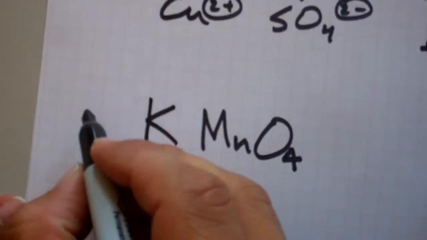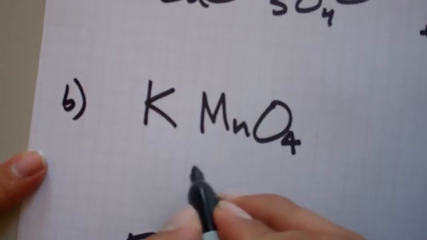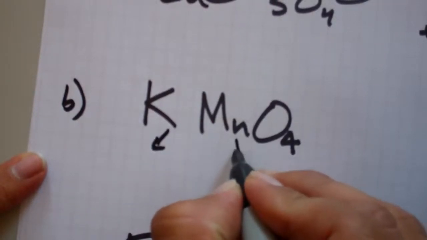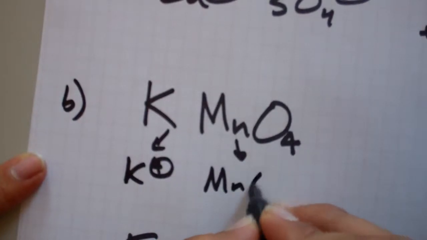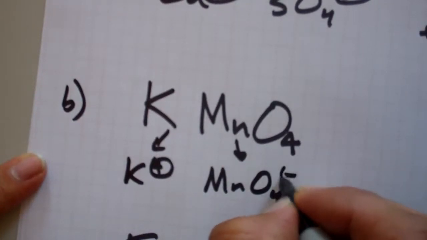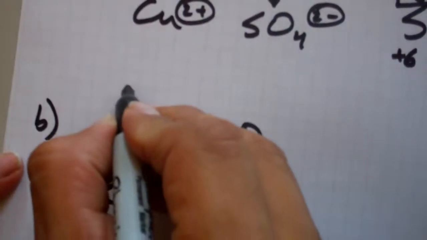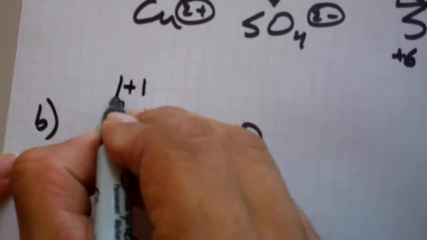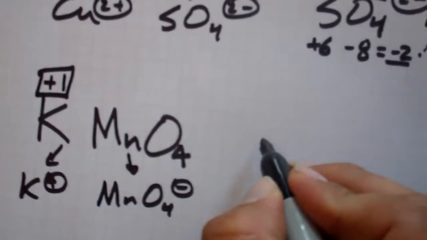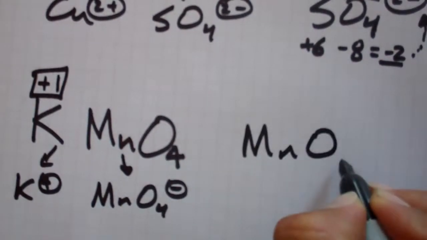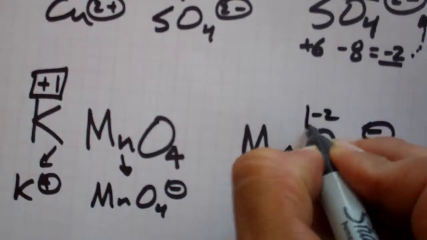B, potassium permanganate, KMnO4. This is a lot like the last one. Let's break it down. We know it's ionic, so here's K plus, and this is manganese. Sounds like I'm complaining about my knees, but they're okay. Since it's K plus, the oxidation number is going to be the same, +1. And MnO4, let's break that down over here.